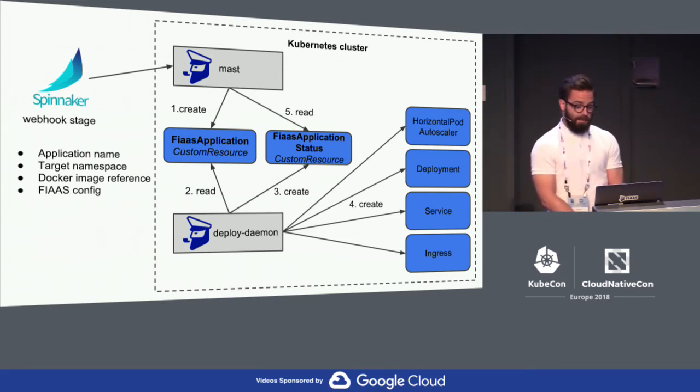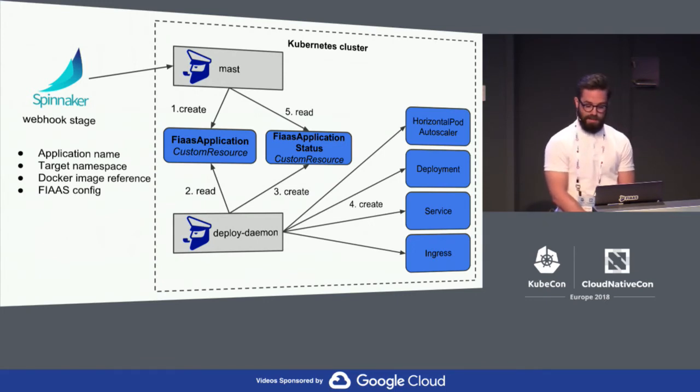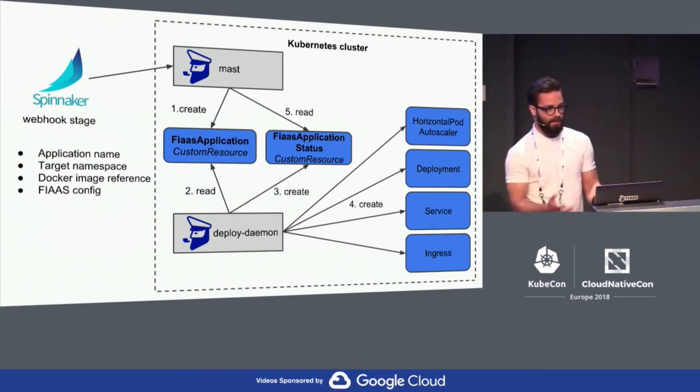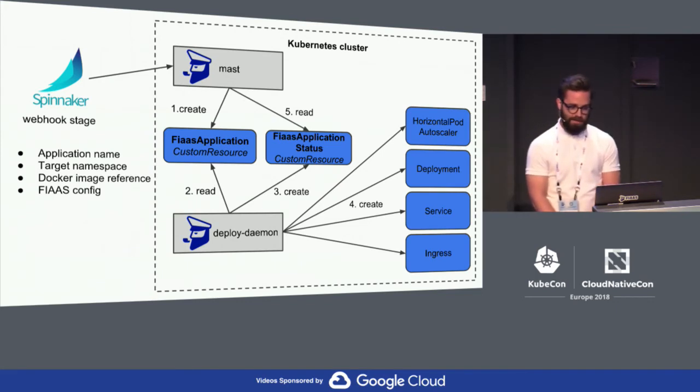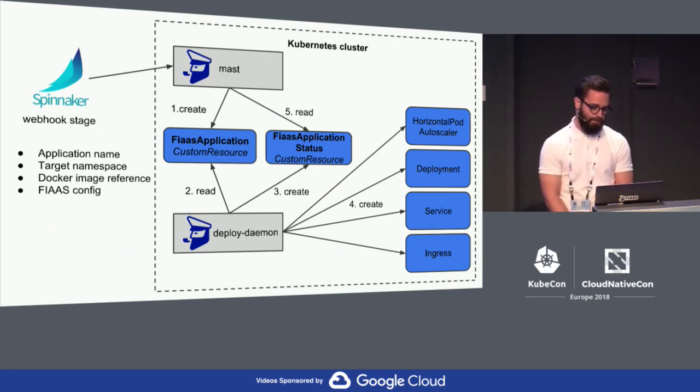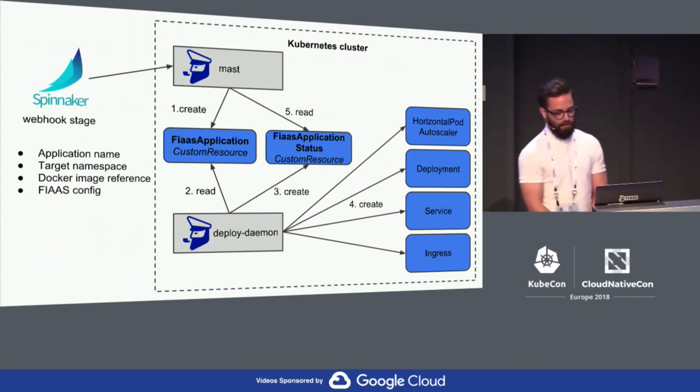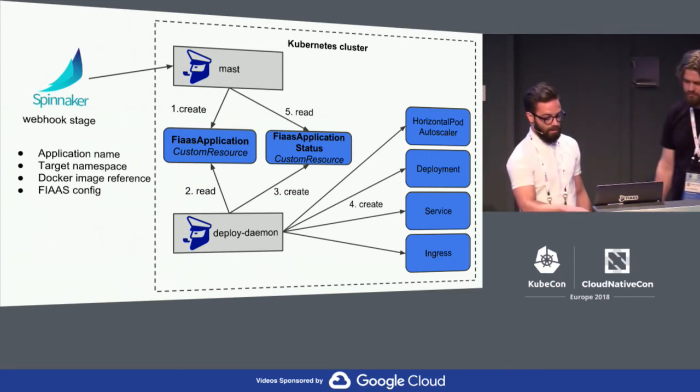Then the webhook stage in Spinnaker will continue to poll Mast for the status of the deployment. Mast will read the FIAAS application status resource and relay the status back to Spinnaker so that it can render a red box or a green box for the user to show whether the deployment was successful or not. So the webhook stage was built to be kind of an escape hatch for Spinnaker, where you can essentially bring your own stage as long as it is something that talks HTTP. So I'll let Gard get into how we've kind of evolved this process to be more Spinnaker native.